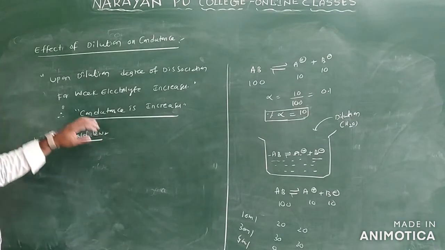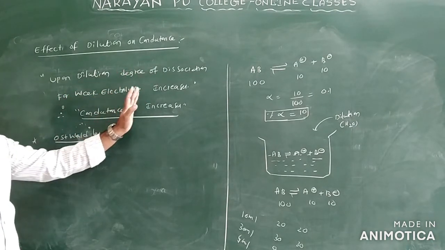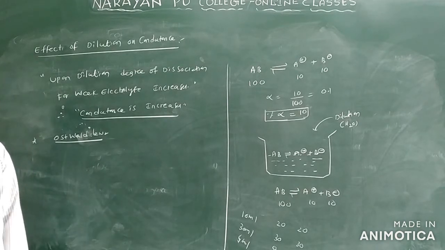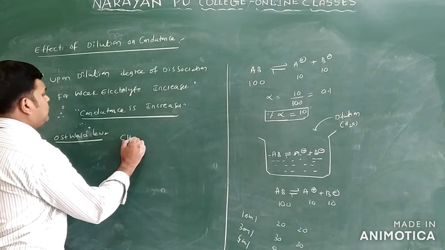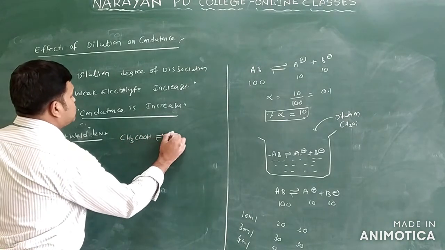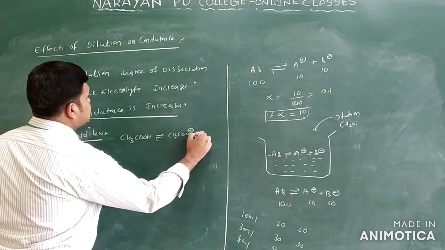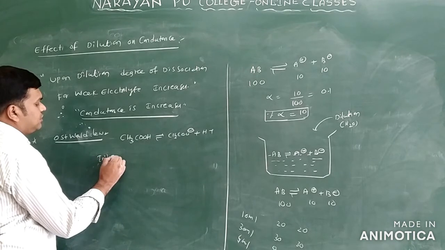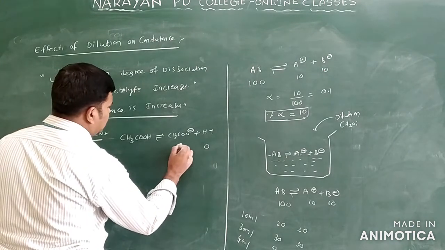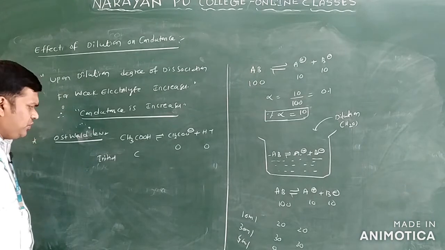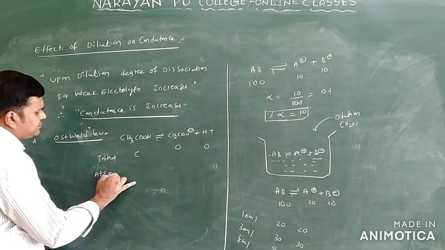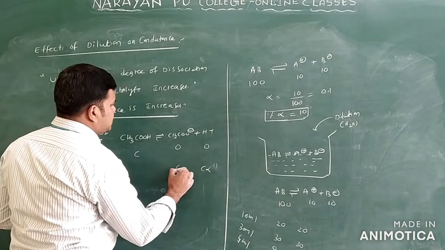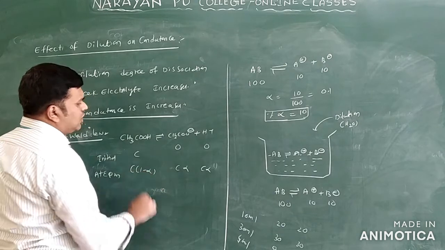See that from this point, upon dilution, the degree of dissociation for the weak electrolyte increases. Thereby conductance increases only. This can also be explained in the form of Ostwald's law by taking a weak electrolyte only. I am taking CH3COOH. It dissociates into CH3COO minus and H plus only. At the initial condition, generally this is 0 and this is 0, and this is C. At equilibrium, this is C alpha, this is C alpha, this is C into 1 minus alpha.